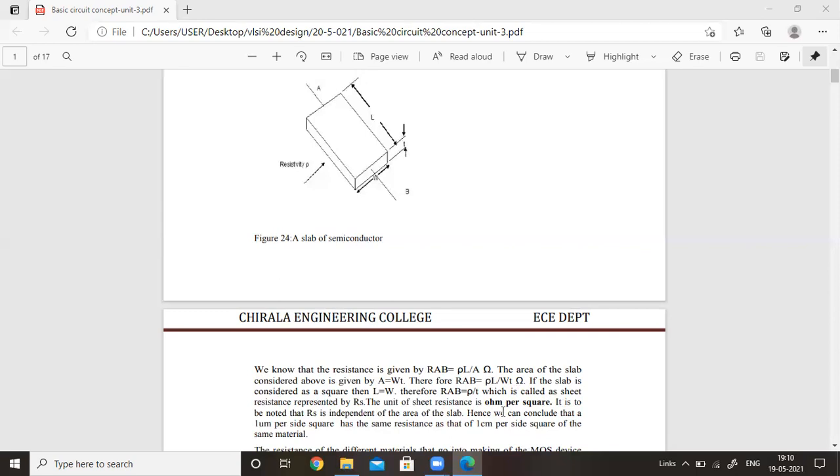That value you can call the sheet resistance of the material. That is known as sheet resistance, whose unit is ohm per square, and whose value is equal to rho by T. So RAB can be considered as the sheet resistance RS. Remember that point: RAB is equal to Z into RS.